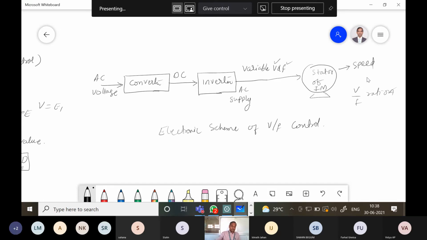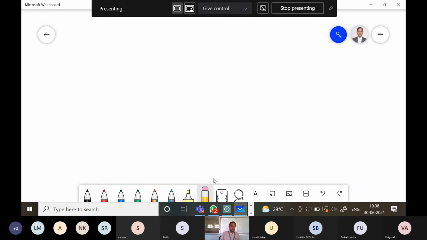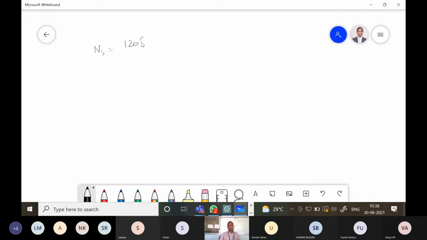Next one is changing the number of stator poles. We have Ns is equal to 120 F by P. Frequency and voltage variation is over, so now we need to vary the number of poles. If the number of poles is minimum, speed increases. If the number of poles is maximum, speed decreases. Therefore, we change the number of stator poles.